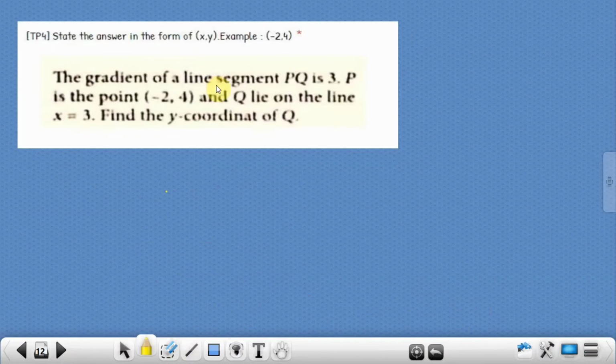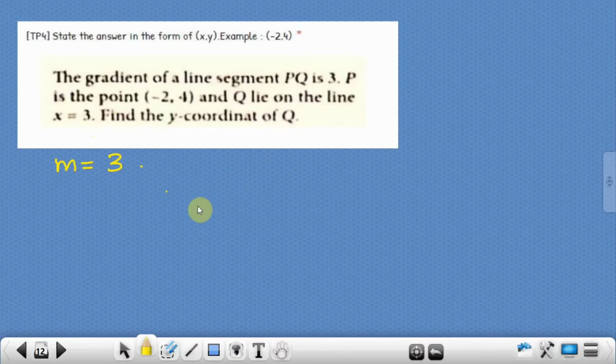Okay, the gradient of line segment PQ is 3. Just jot down all the information. P is the point -2, 4, and Q lies on the line x equal to 3. Find the y coordinate of Q.